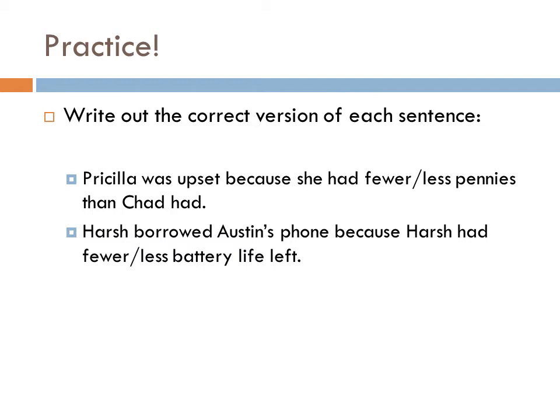Priscilla was upset because she had fewer/less pennies than Chad had. Remember, think, countable units. Which one do we use for countable? If you have to go back and check, then please do. Harsh borrowed Austin's phone because Harsh had fewer/less battery life left.